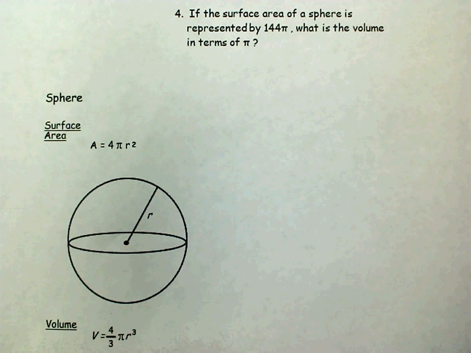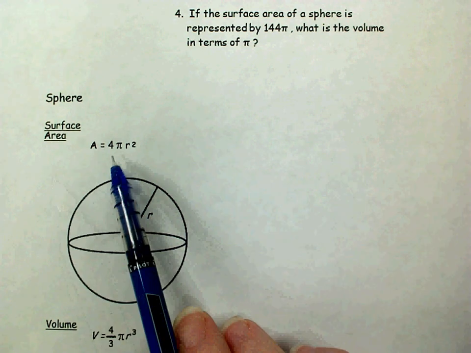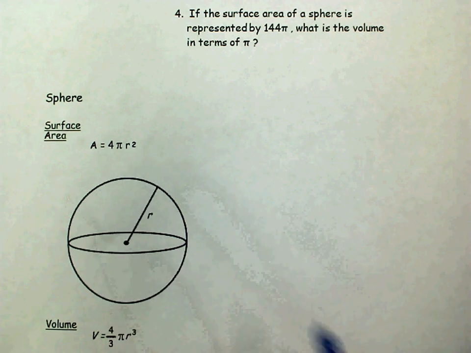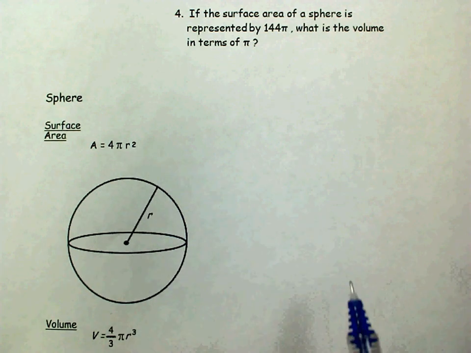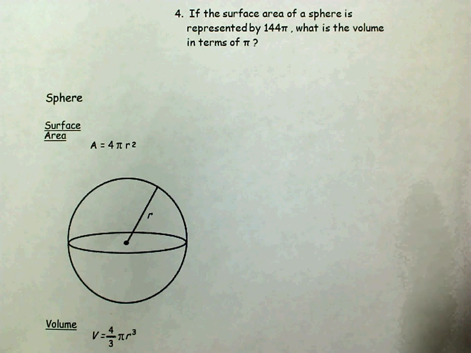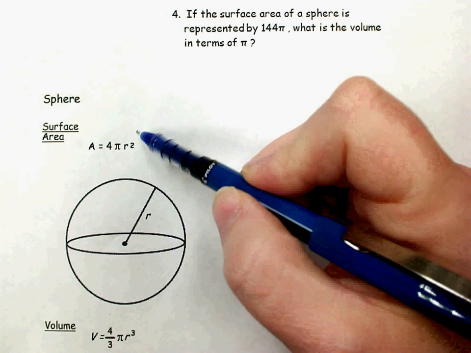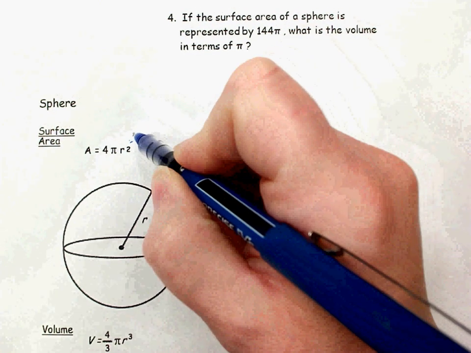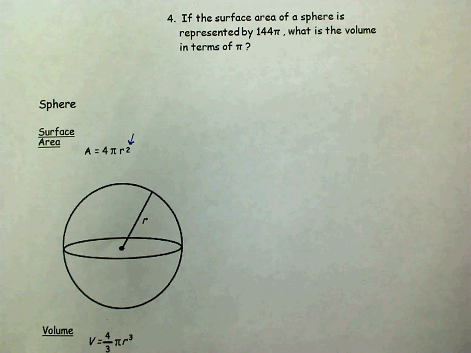Number 4 uses both of the formulas we've learned for a sphere, which are the surface area and the volume. So surface area, remember, is 4 circle areas. It's 4 pi r squared. Remember, area is always squared units, so that's why the radius is squared. That's the dimension being squared to get your area in squared units.